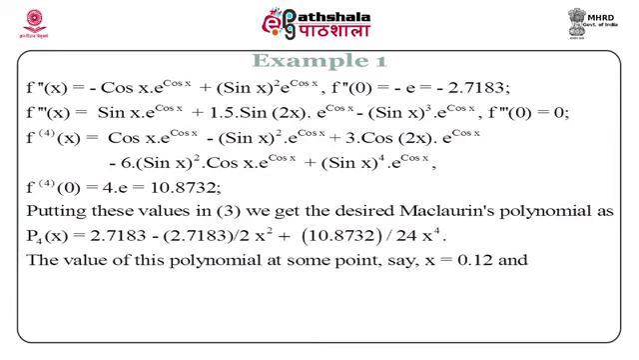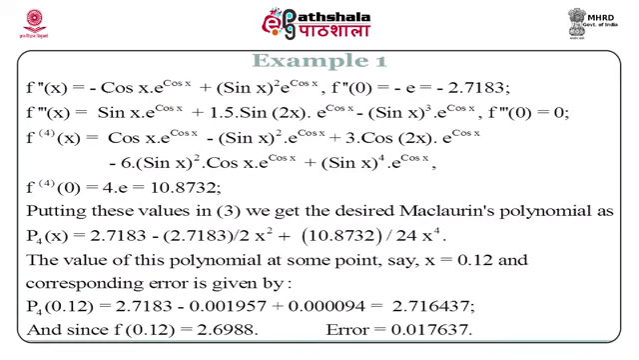The value of this polynomial at some point x equal to 0.12 we can compute by using this polynomial. We get the estimated value at x equal to 0.12 as 2.716437, and since the exact value of f at 0.12 is 2.698, the error is equal to 0.17637.